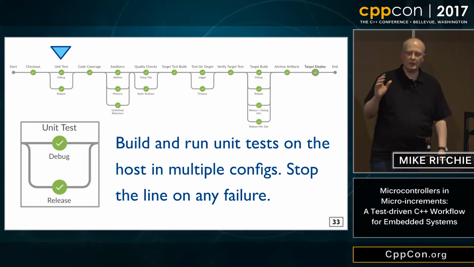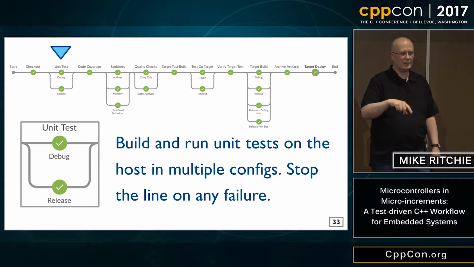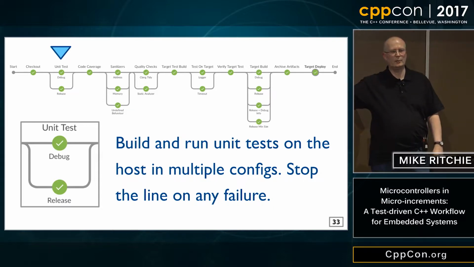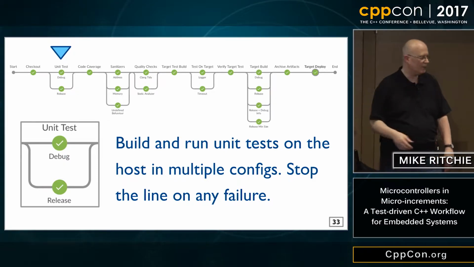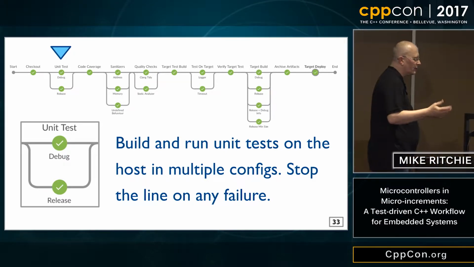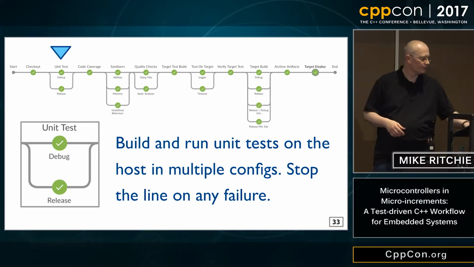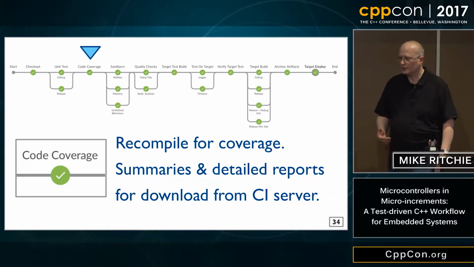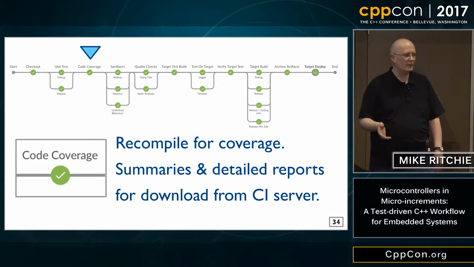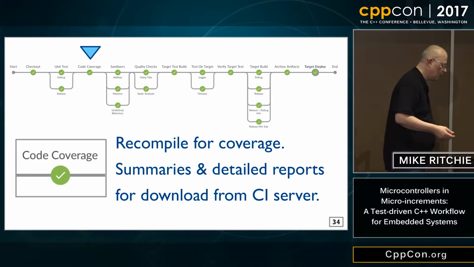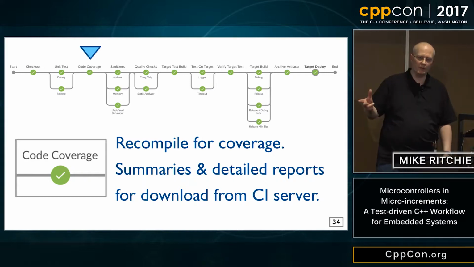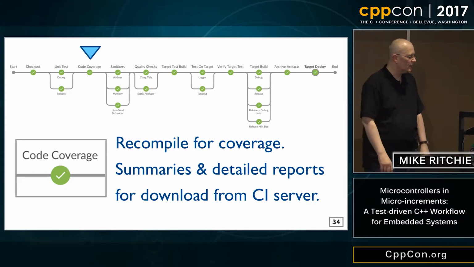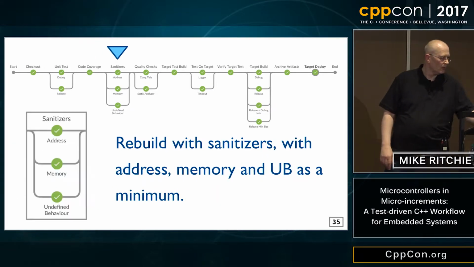And any failure, you stop the line. And by stop the line, I mean two things. One is you stop the build pipeline, and the other thing is you stop the production line. You stop coding. You don't keep adding on top of that failed test. So you diagnose and fix the problem and you move on. Recompile for coverage. I use Clang and LLVM and llvm-cov. I find it's a really nice tool. I archive the coverage reports on the server as well in case I want to go back and look at them.